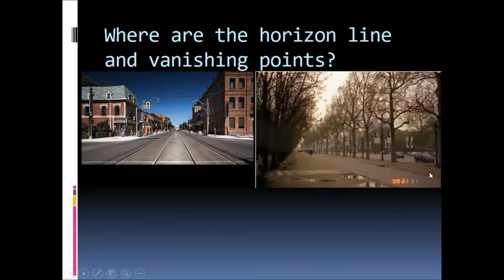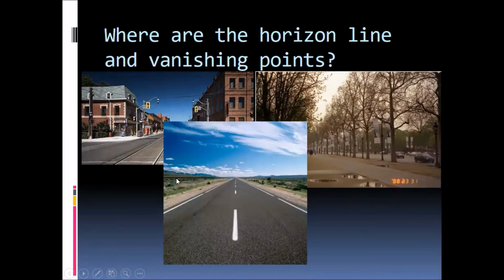Okay, here's one that's a little trickier. If we look at all the trees, we notice that they get smaller and smaller and smaller, as well as the sidewalk. So that tells us that our vanishing point is off to the side here. And the horizon line, it's kind of hard to see, but it's right next to it.